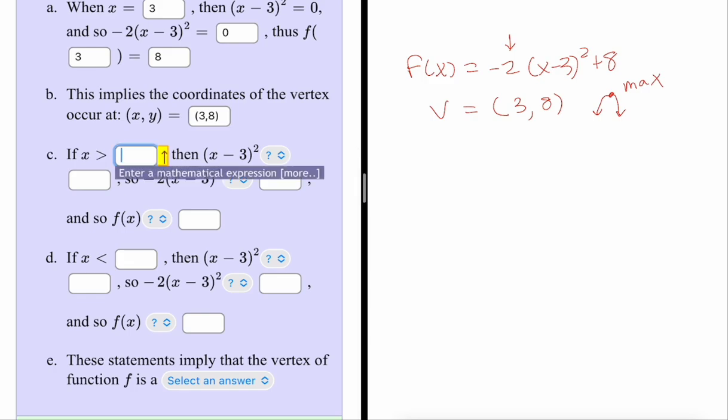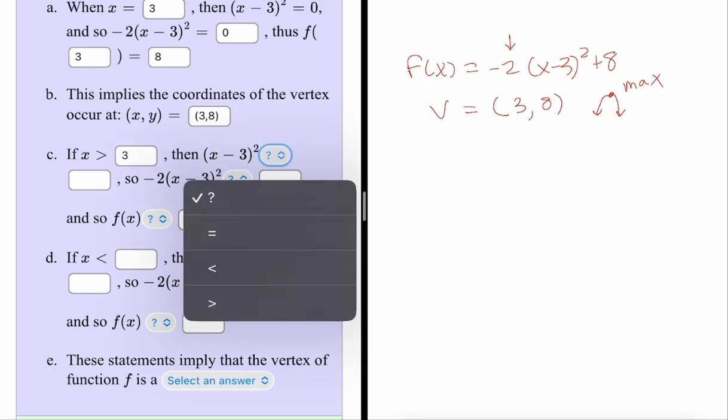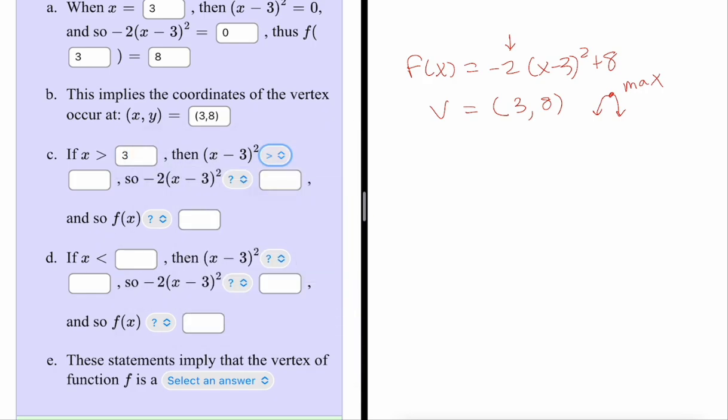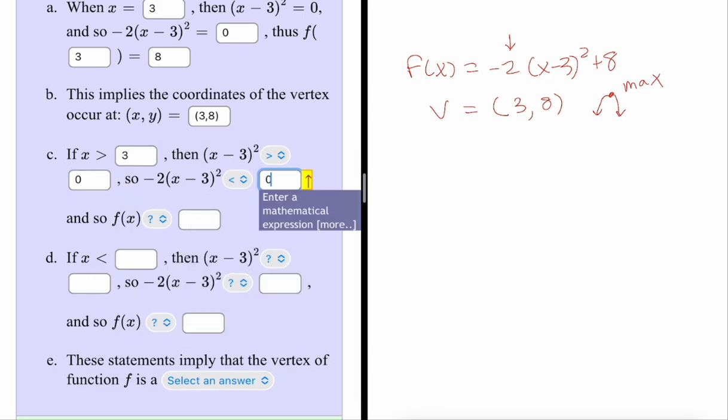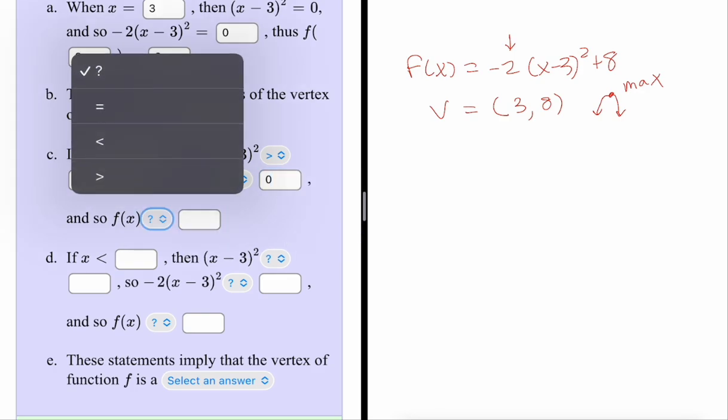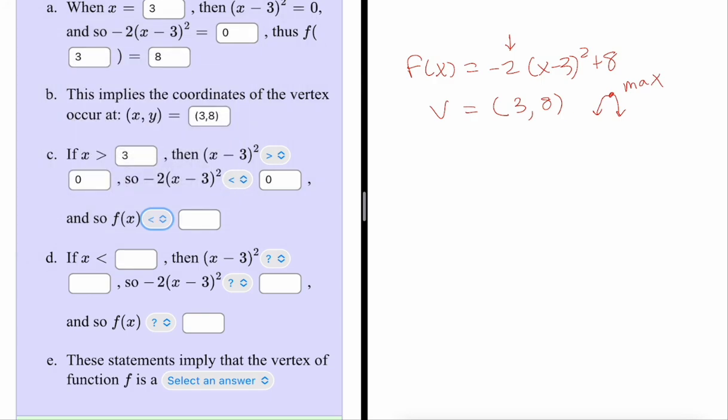Now, when x is bigger than 3, so I pick a number like 4, that thing would be greater than 0. But if we multiply an inequality by a negative, now it's going to become less than 0. So f of x, the height, would be less than 8. That's all they're saying there.